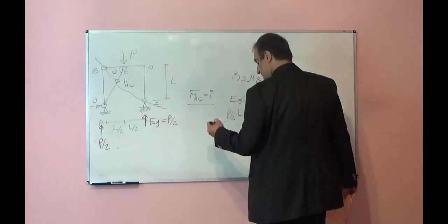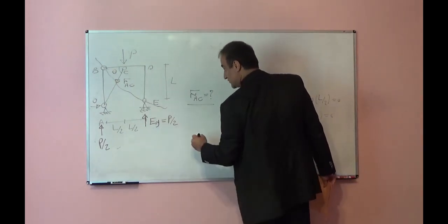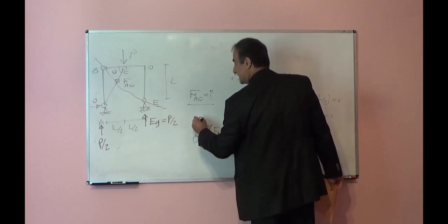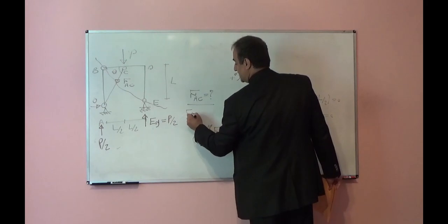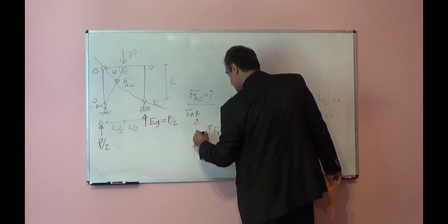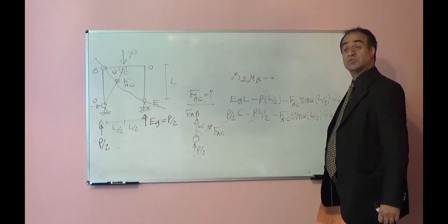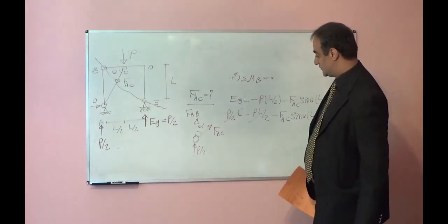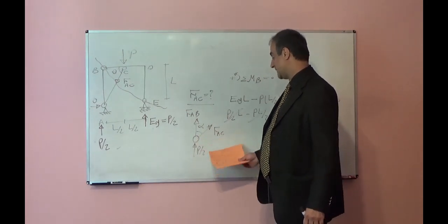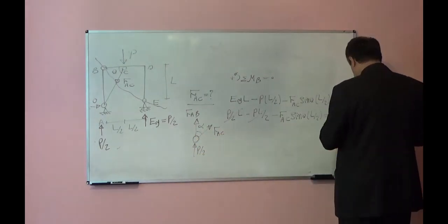Another way you can look at the free body diagram. At joint A, you have this force FAC, you have this force FAB, and you have the reaction here, P over 2, and this angle, assume it is alpha. Summation of forces in the horizontal direction is equal to 0. If you decompose FAC in the horizontal direction, it will be FAC sine alpha. There is no other force, so it is equal to 0. So FAC will be equal to 0.